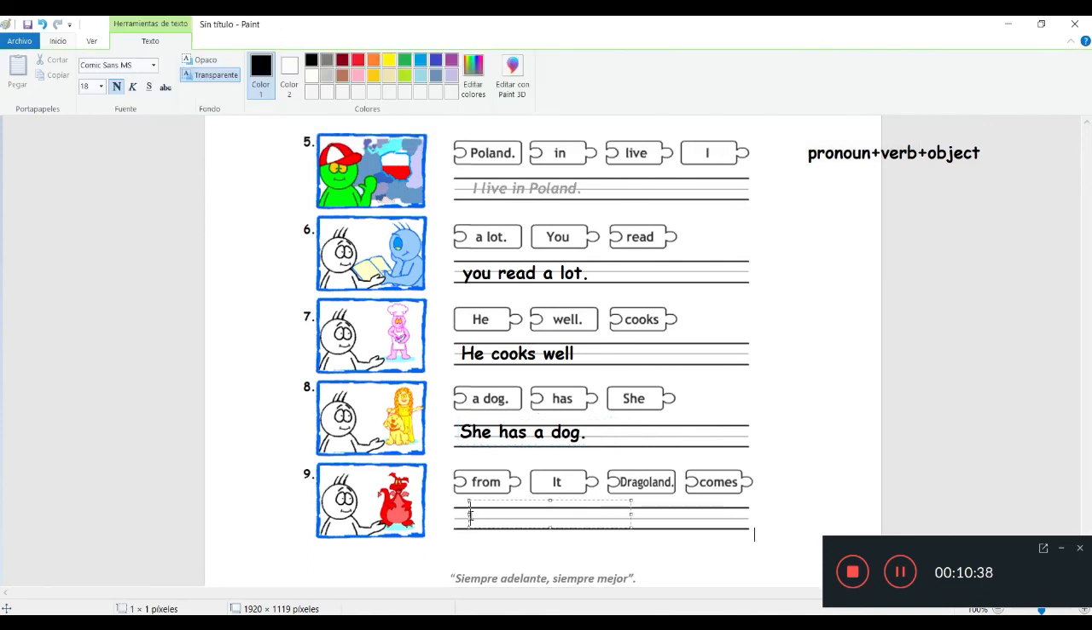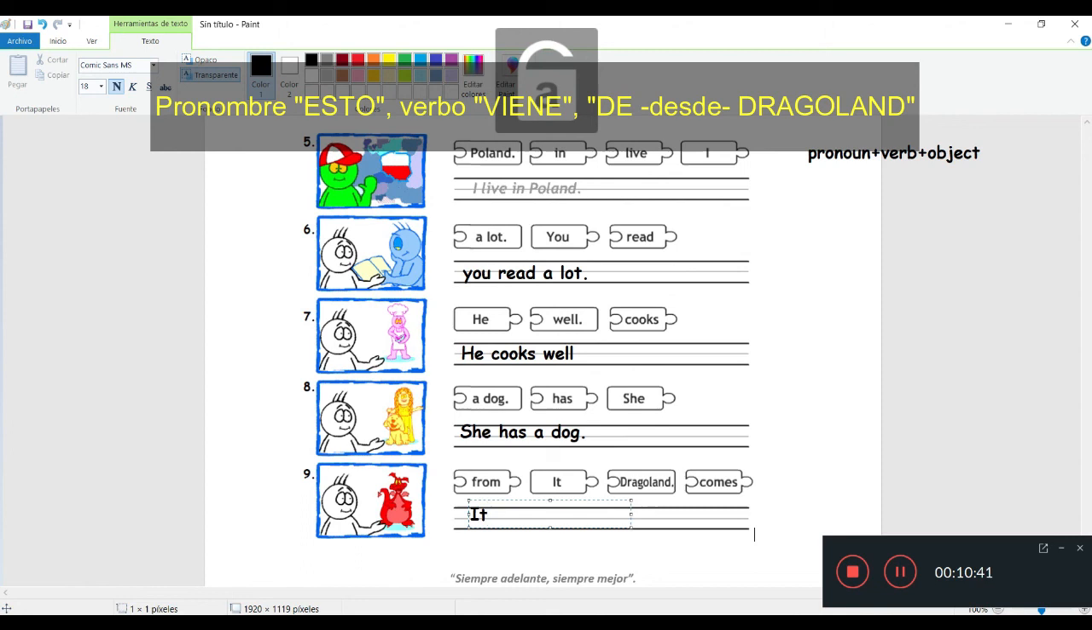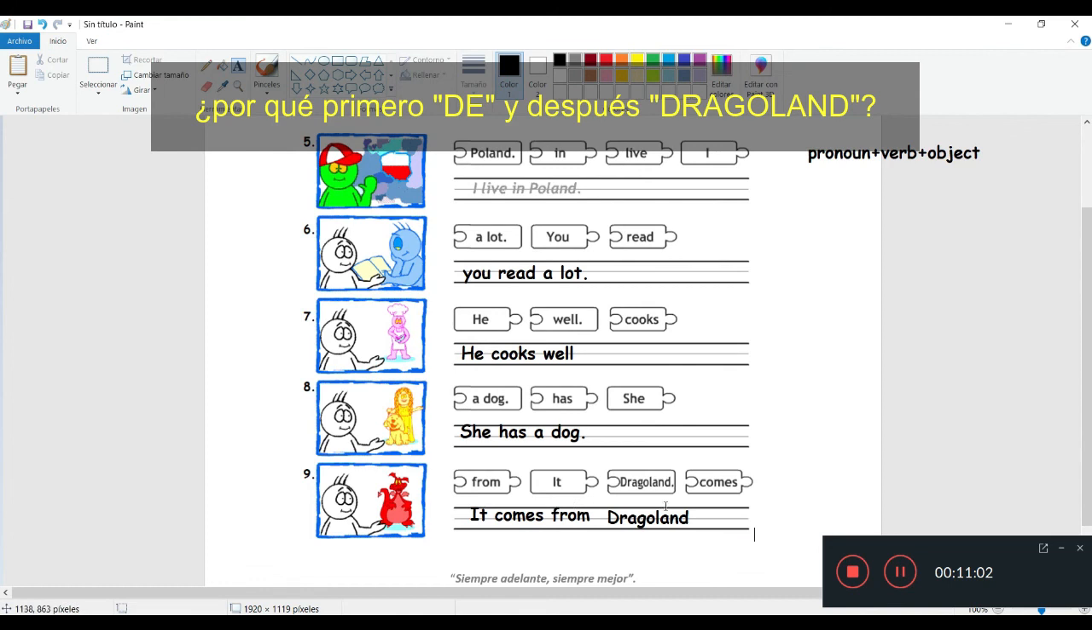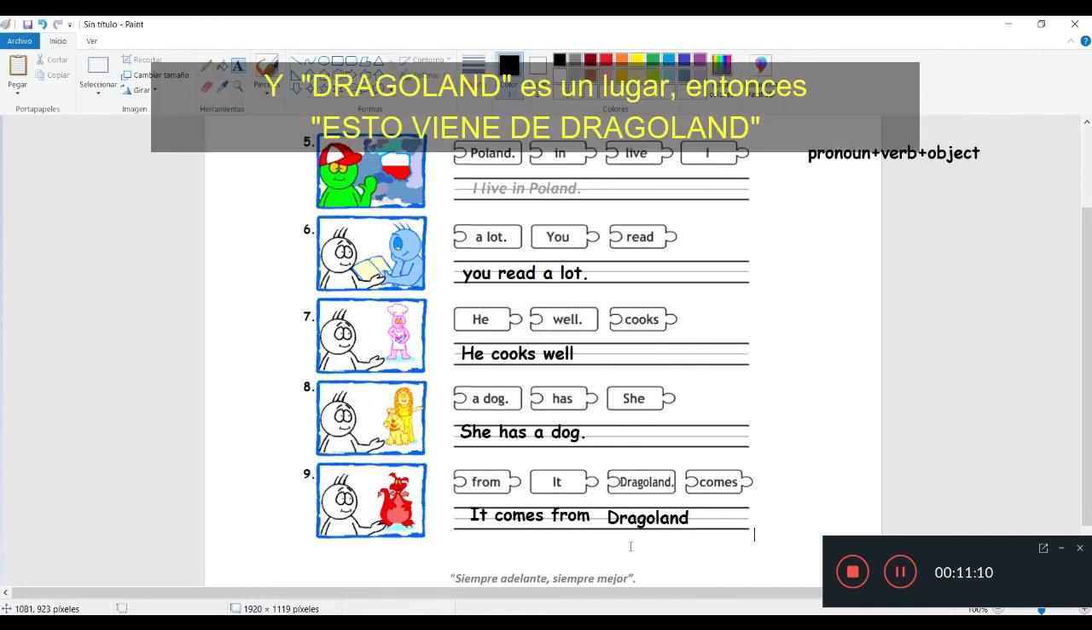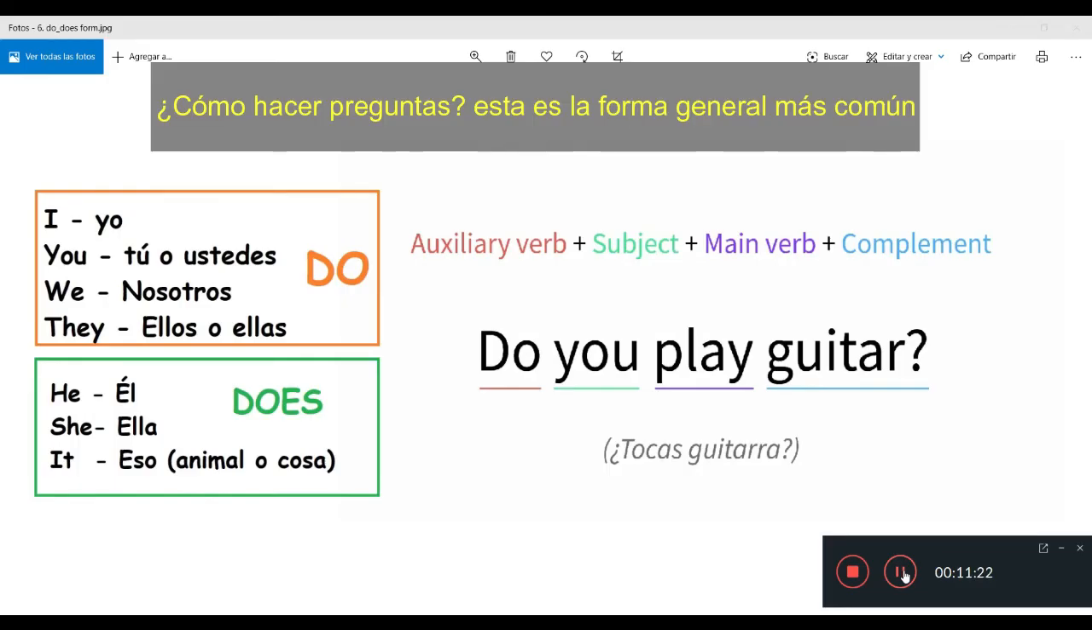9. Pronoun it, verb, comes, and the object, which is from Dragonland. Why from and then Dragonland? From means de donde proviene, and Dragonland is a place. So it comes from the Dragonland. Very good. Good. How to make questions?